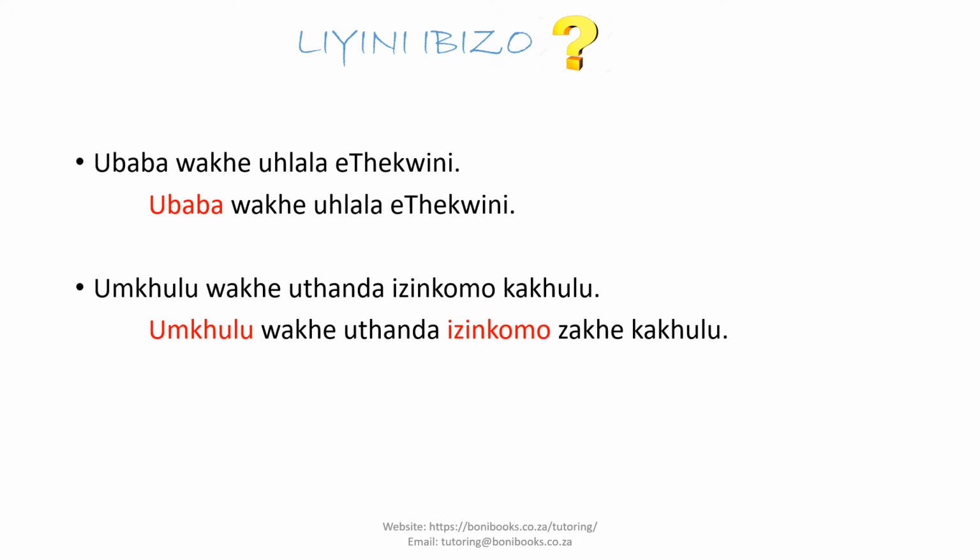Okay, let's go on to the second sentence that I have for you. Umkhulu wakhe uthanda izinkomo kakhulu. Any nouns that you're seeing here? Yes, I think we do. I think we have two here. Let's look at the first one. Umkhulu is our first noun, and the second noun is izinkomo. So these are our nouns.